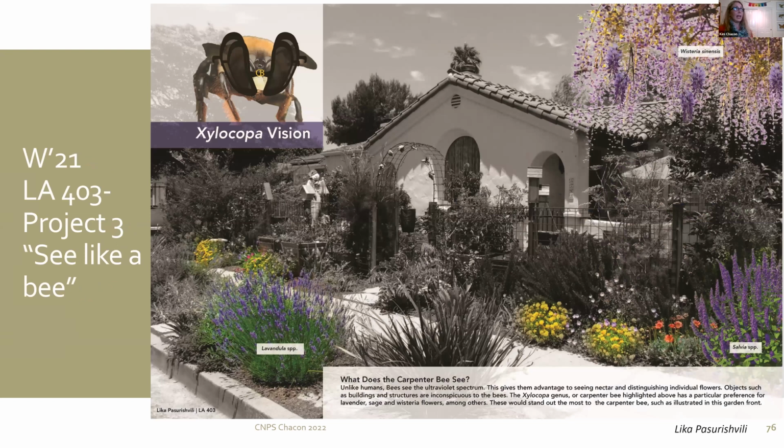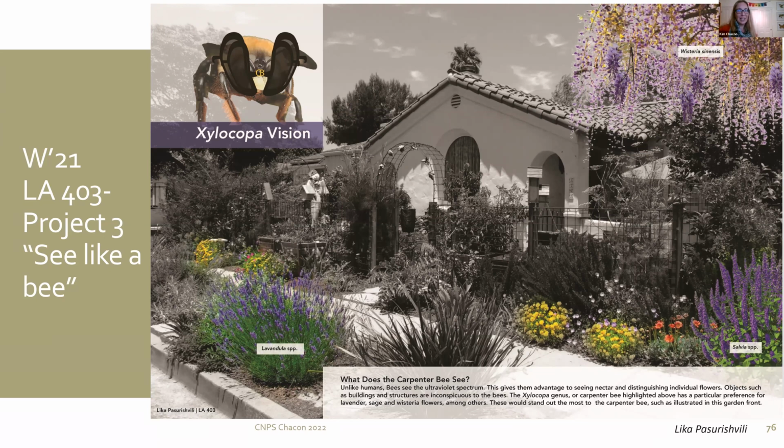For this project, I have the students think from the perspective or the value set of the bee. So I have them do kind of a hokey project where they start designing a set of glasses that in some way resembles or matches their bee. And then they have to look at a landscape and analyze it from the bee's point of view, from the bee's values. So for example, Lika did a great job here showing that if you look at this cute little house, there are these particular plants which Xylocopa likes, and the rest of it is not very useful.